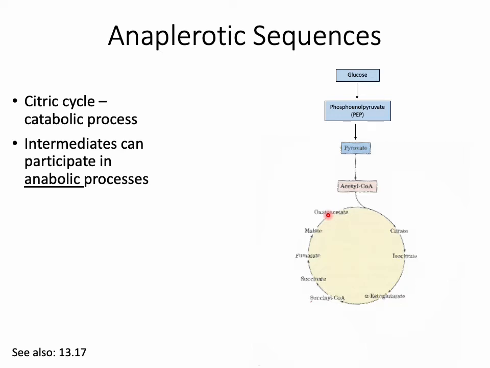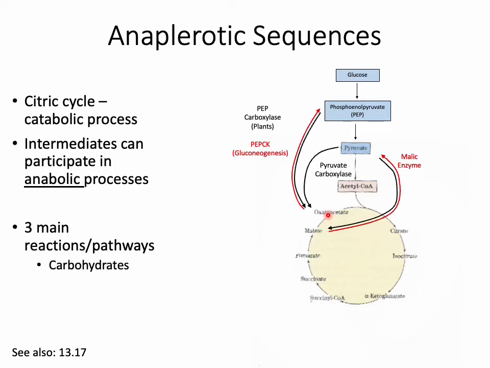For now, though, I'd like to introduce you to the three main categories of anaplerotic processes or anaplerotic sequences. The first is the removal of citric acid cycle intermediates to form carbohydrates. These are summarized in these red and black arrows shown over here on our schematic and illustrate exactly which intermediates can be pulled out and removed.